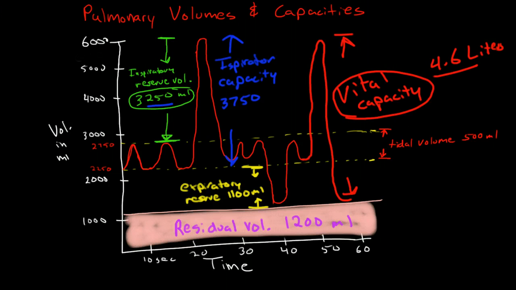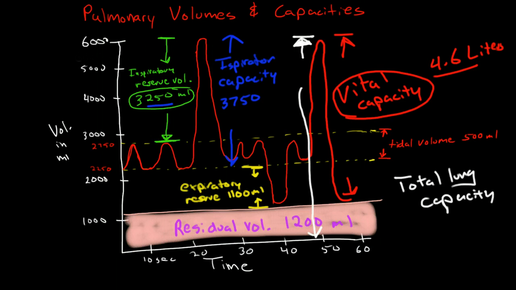And then the final volume I want to talk about is the maximum volume after a maximum inspiration all the way down to 0. This is called the total lung capacity, and it really is the vital capacity plus the residual volume, because the residual volume, again, is about 1200 mLs in a healthy person that cannot be used. It's just sort of static.